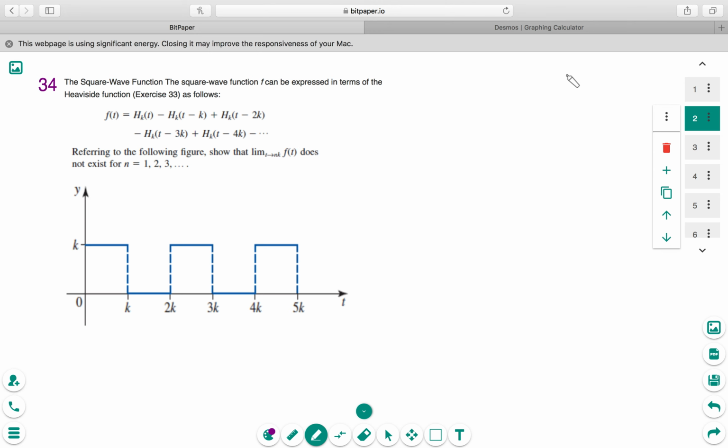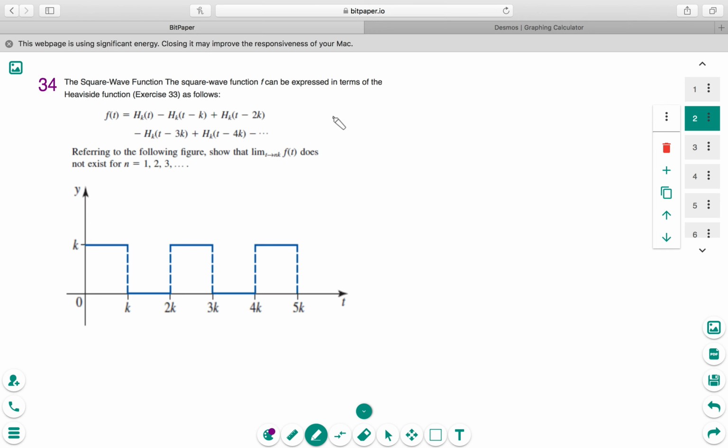So 34, we have the square wave function. It's a function that looks like this. It says the square wave function f can be expressed in terms of the Heaviside function as follows. f of t equals h sub k of t minus h sub k of t minus k plus h sub k of t minus 2k, minus h sub k of t minus 3k, and then another plus h sub k of t minus 4k. So you're going to see that it has this t minus nk, and that constant is going to be added by 1 each time you go through it, and it's going to be alternating.